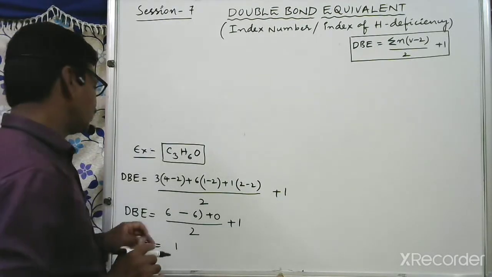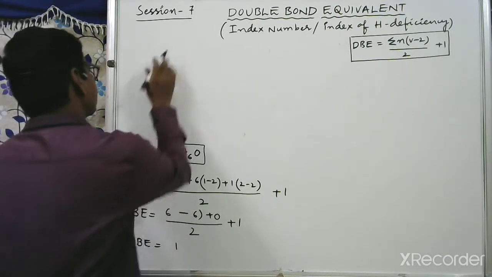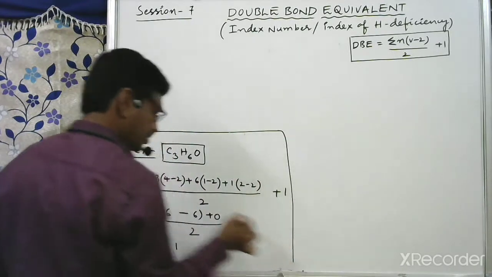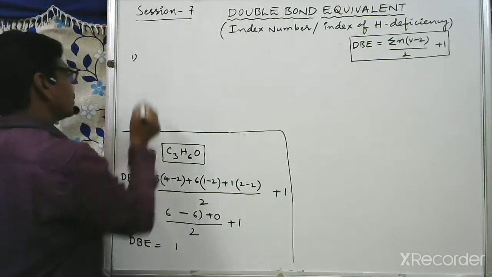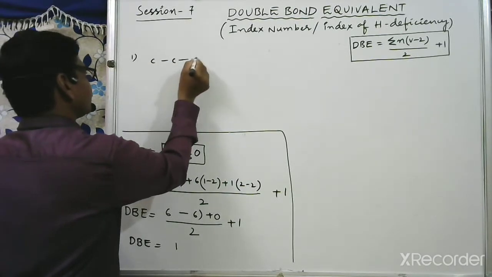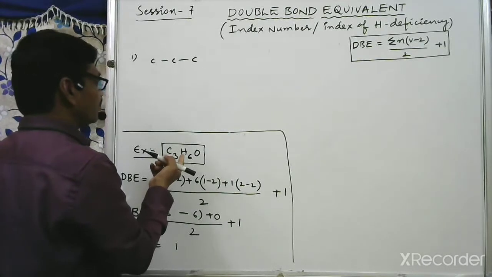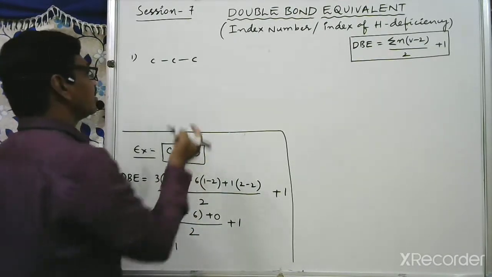So we can try now. Here it may contain one double bond. So first, I am writing the structures here. Three carbons, I am writing three carbons like this. Then this double bond may be in between carbon and carbon or in between carbon and oxygen. First I am writing carbon and oxygen.